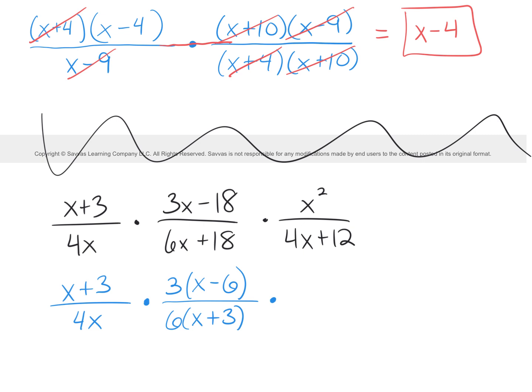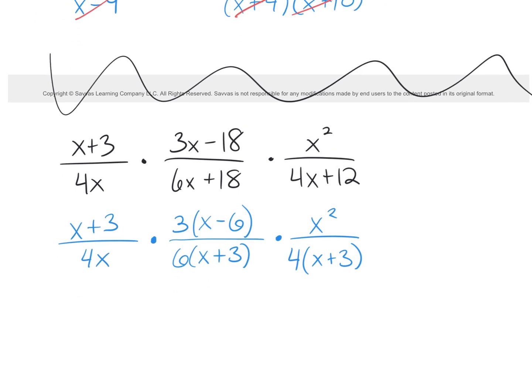Can I do anything with x squared? No. Can I do anything with 4x plus 12? Yeah. Take out a 4. If I take out a 4, what's left? X plus 3. Am I done with the problem?